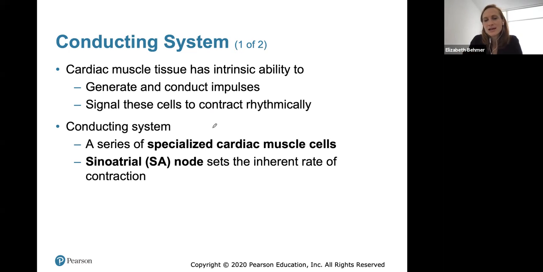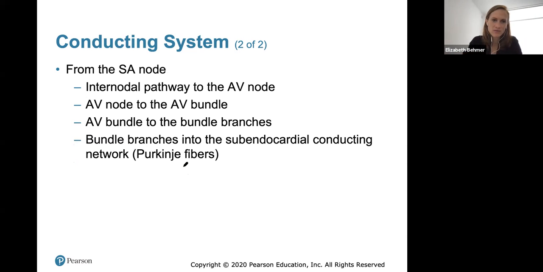And the signal to these cells signals them to contract rhythmically in a heartbeat. The conducting system is a series of specialized cardiac muscle cells, and the sinoatrial or SA node will set the inherent tone of contraction. From the SA node, the electrical signal travels through the internodal pathway to the AV node. The AV node will then send the signal down to the AV bundle as it travels into the ventricles.